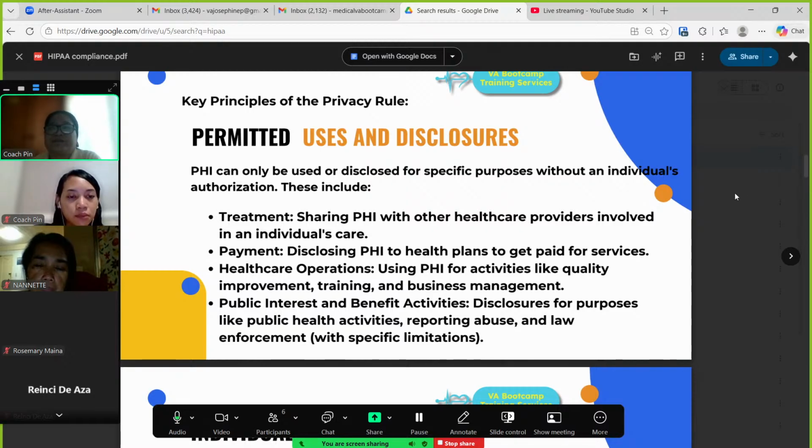So, number one, permitted uses and disclosures. PHI can be used or disclosed for specific purposes without an individual's authorization. These include treatment, which means sharing PHI with other healthcare providers involved in an individual's care. Payment, or disclosing PHI to health plans to get paid for services. Healthcare operations, using PHI for activities like quality.